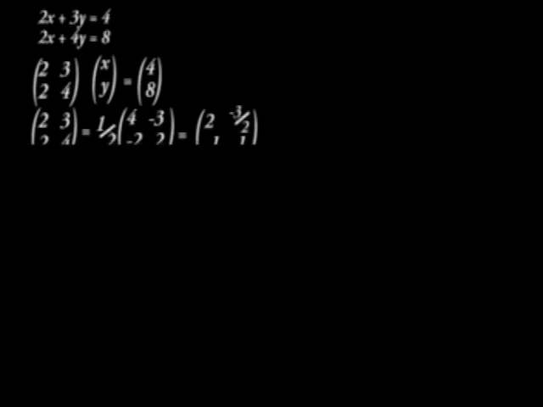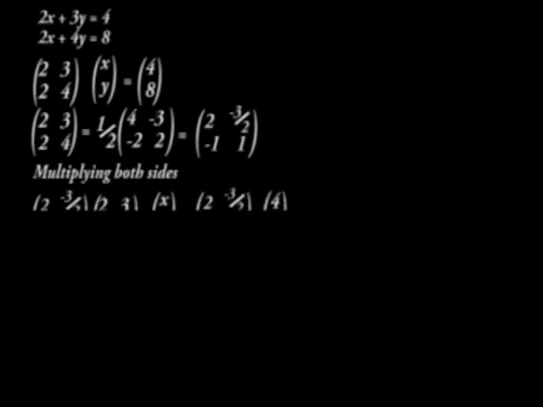Following the described procedures, the inverse of 2, 3, 2, 4 is the matrix 2, minus 3 over 2, minus 1, 1. Multiplying both sides by the inverse, we are going to have the inverse times 2, 3, 2, 4 times x, y is equal to the inverse times 4, 8. When a matrix is multiplied by its inverse, the answer is an identity matrix.